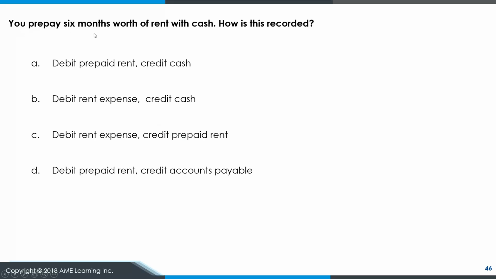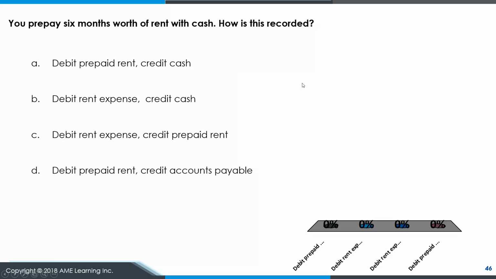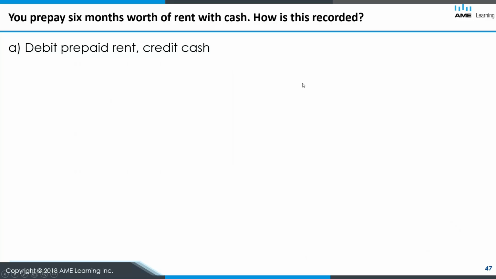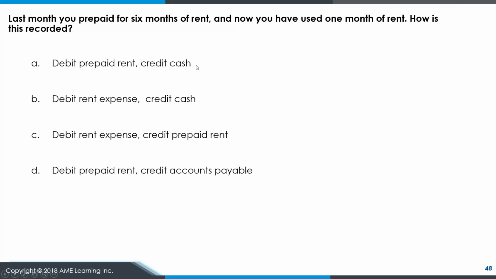Okay, here's a question. You prepay 6 months worth of rent with cash. How is this recorded? Just like the normal prepaid expense transaction we've been doing, debiting an asset, prepaid rent, to go up, and crediting cash. This is at the moment of prepayment, maybe on the first of the month, for example. This is not the actual expense being recognized for that prepayment later. So debit prepaid rent, one asset up, credit cash, the other asset down.